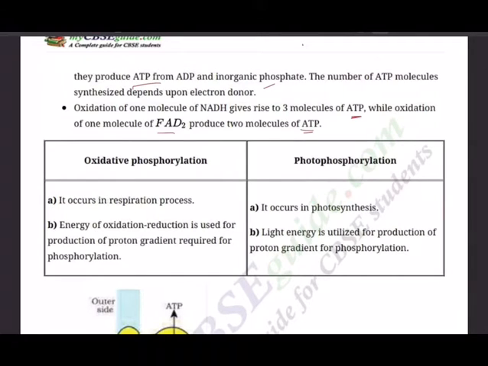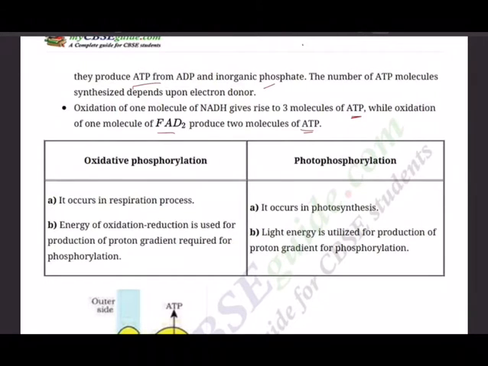So 2 ATPs are released and 2 NADH are formed. Each NADH molecule is equivalent to 3 ATPs, so 2 into 3, 6, and 6 plus 2, 8. Then in the formation of acetyl-CoA in the matrix of mitochondria, again 2 NADH are formed, equivalent to 6. And then in the mitochondrial matrix, 2 ATPs and 2 FADH2.